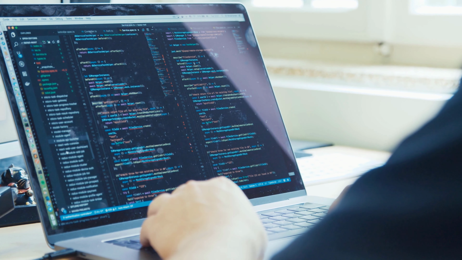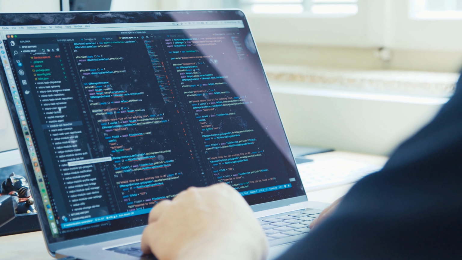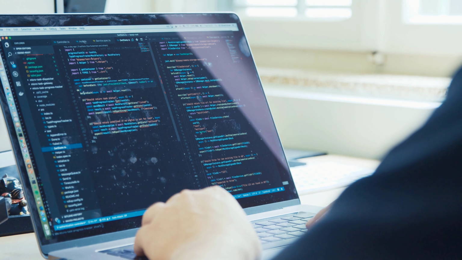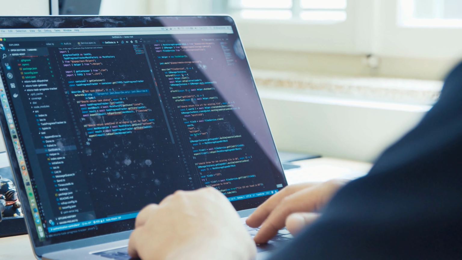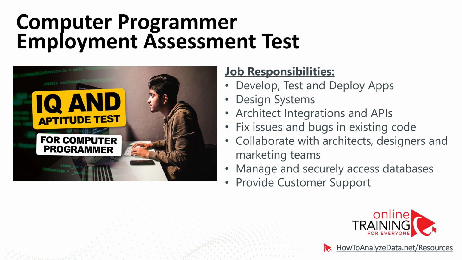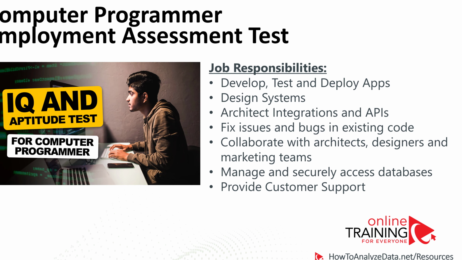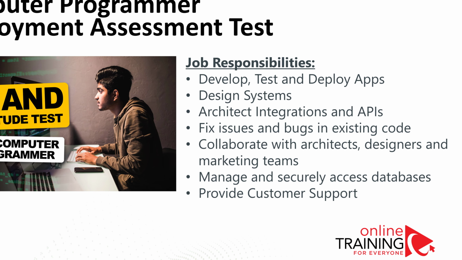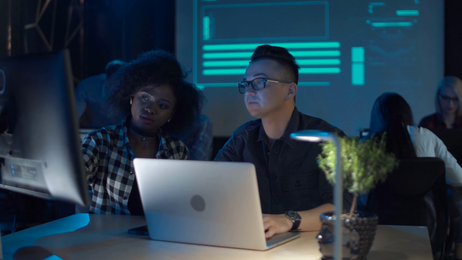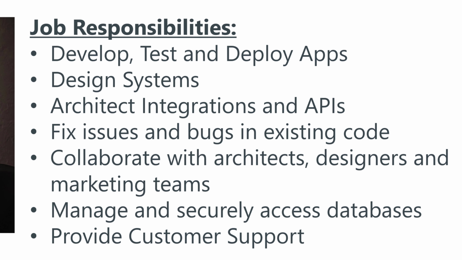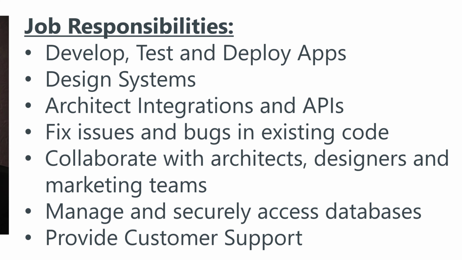As part of their job, a computer programmer enables support for requirements and architecture, manages the company's system performance, provides technical support to customers, generates reports, and mitigates potential risks. Typically, a computer programmer is responsible to develop, test, and deploy apps, design systems, architect integrations and APIs, fix issues and bugs in existing code, collaborate with external teams like architects, designers, and marketing teams, manage and secure database access, provide customer support, and do a lot of other things as needed.